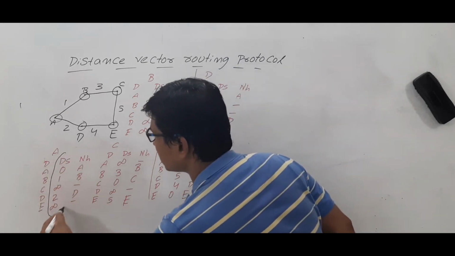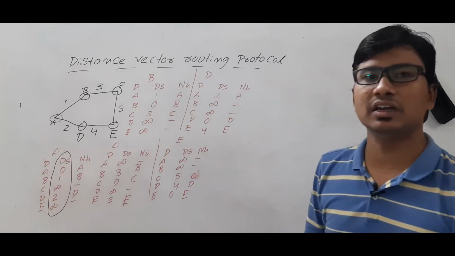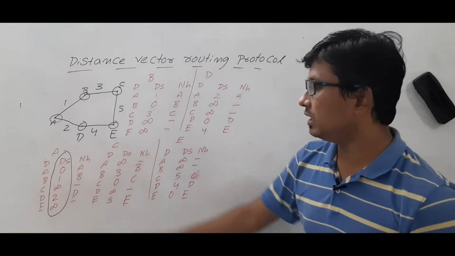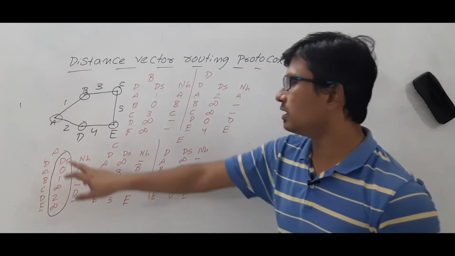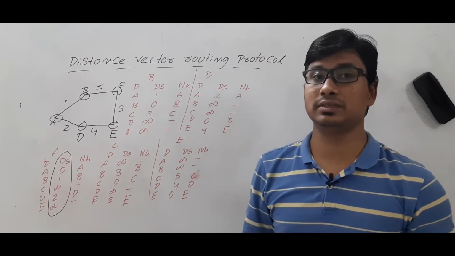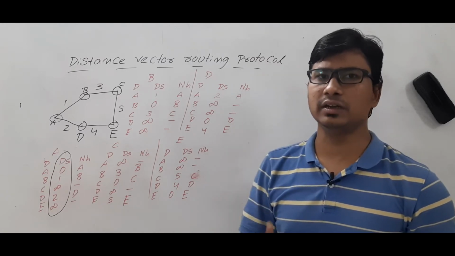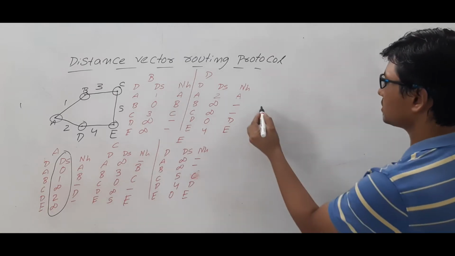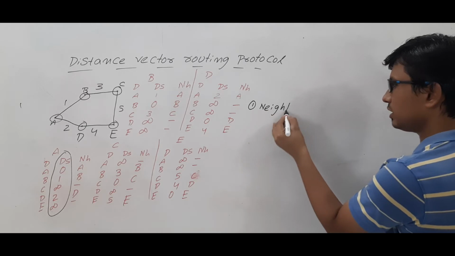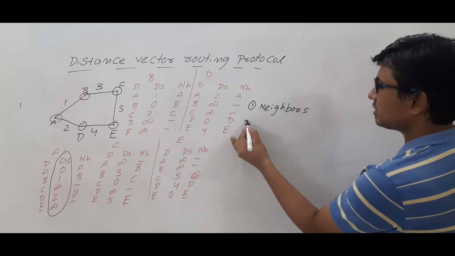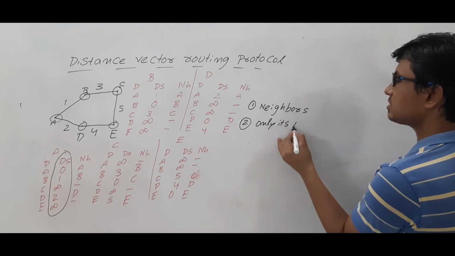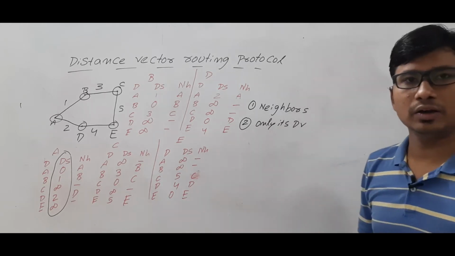A lot of people will think that it will send the entire routing table. No, among the entire routing table, each node will send its distance vector to only its neighbors. Are you able to understand? Remember two important points. Each node will send the information to the neighbors only. And the second thing is that it sends only the distance vector. Are you able to understand?